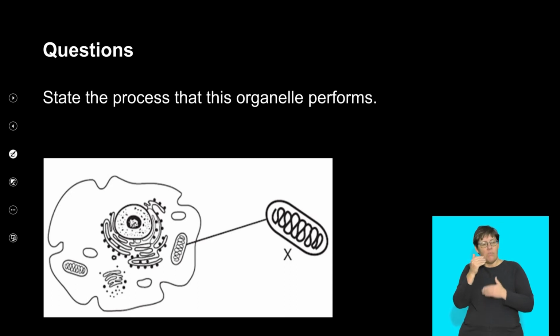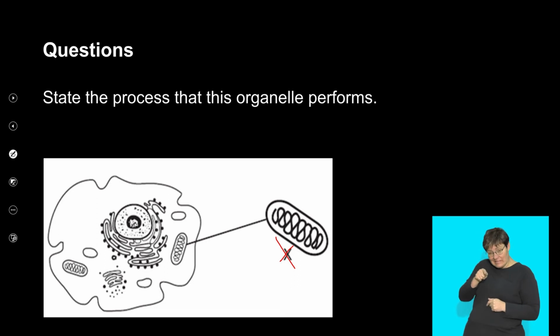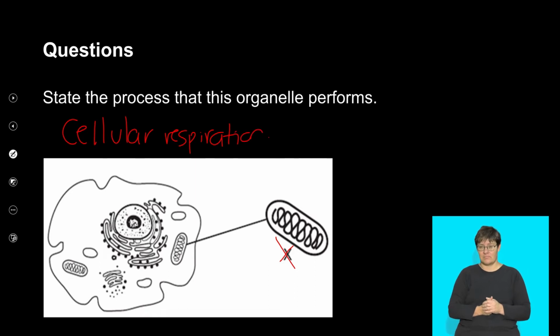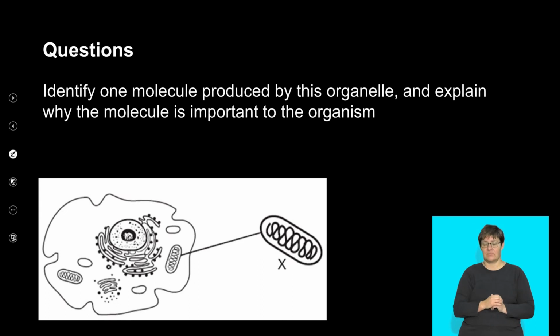State the process that this organelle performs. Now, you see the problem. If you don't know what the organelle is, then you're going to have a problem with the rest of the question. So the organelle we said was a mitochondria. What is the process? The process is cellular respiration. So that's a really important concept that we need to understand.